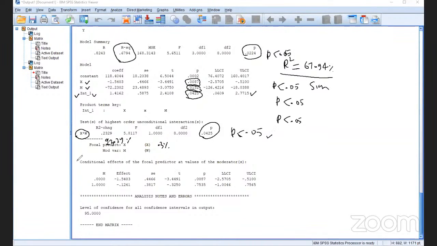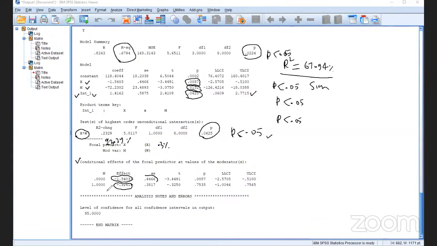Now we see the conditional effects of the focal predictor at value. So what does it mean? Yesterday I used the two slope calculator. In a slope calculator, basically we check whether this regression coefficient is significant. This one is the regression coefficient b1, and this is the regression coefficient of the other variable, b2. So yesterday, through the calculator, we checked whether this is significant or not.